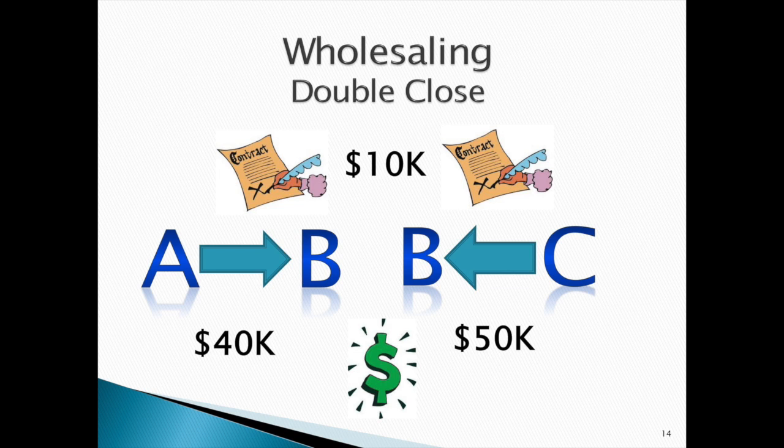Love it. And technically, you'll probably have to pay some title fees, but technically, A to B is 40, B to C is 50. You get the difference. You're B, straight in the middle. So that's a double close.